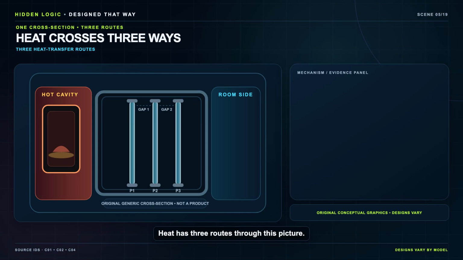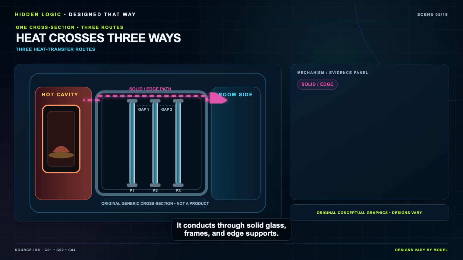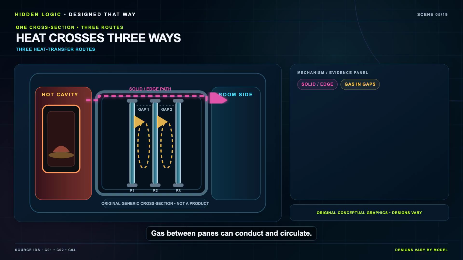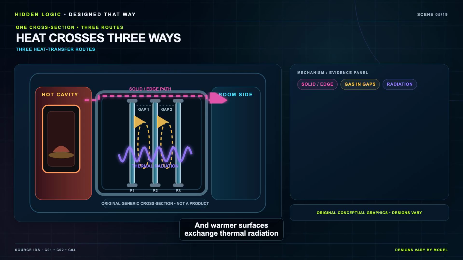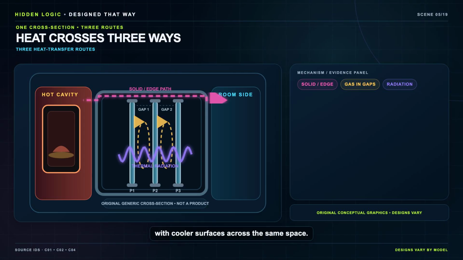Heat has 3 routes through this picture. It conducts through solid glass, frames, and edge supports. Gas between panes can conduct and circulate. And warmer surfaces exchange thermal radiation with cooler surfaces across the same space. A real door has to manage all 3 at once.